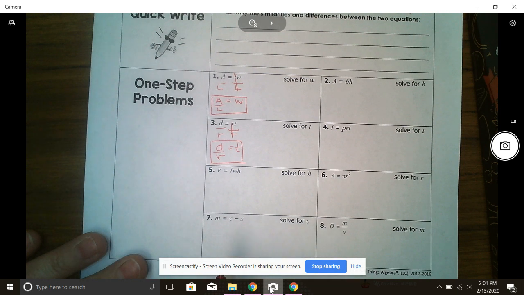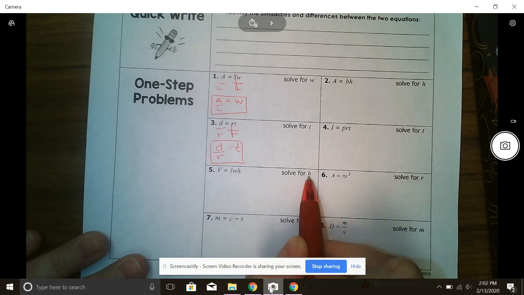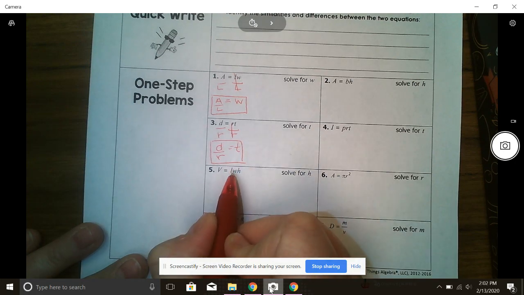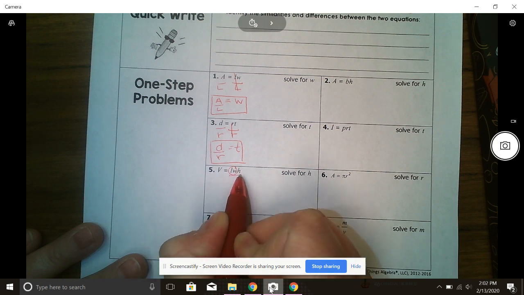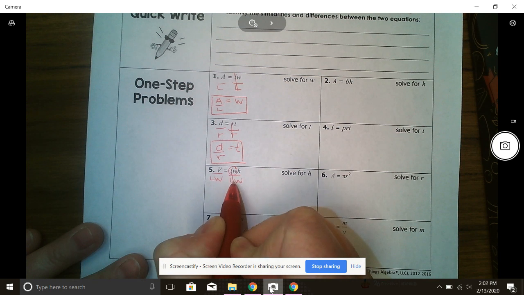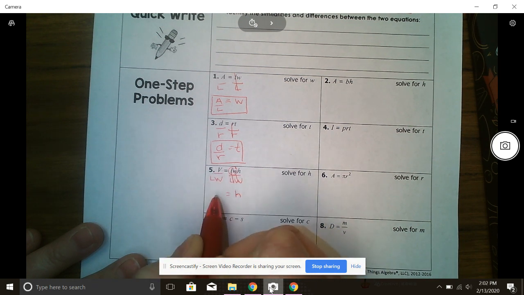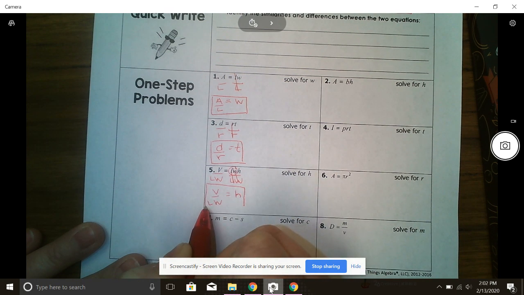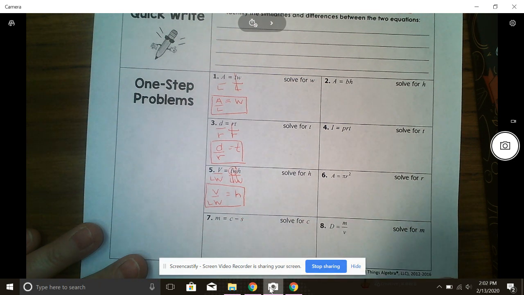On to number 5. Volume of a rectangle equals length times width times height. I need a height formula. Well, length and width are both multiplying height, so to get rid of them, I will divide. Height is now all by itself. I just can't combine volume, length, and width. It's just a new formula that has been made. These are all very similar equations.